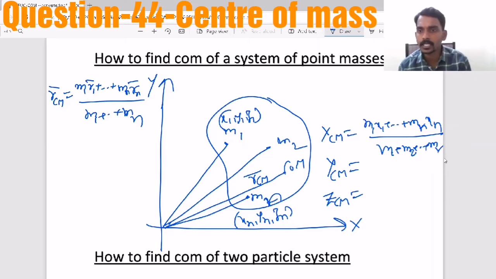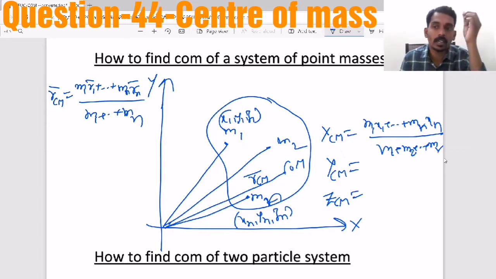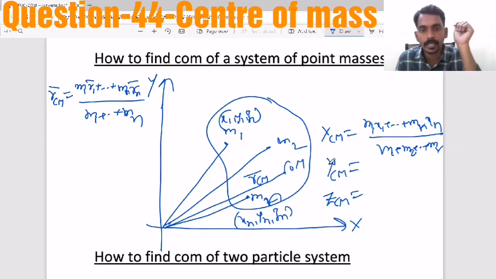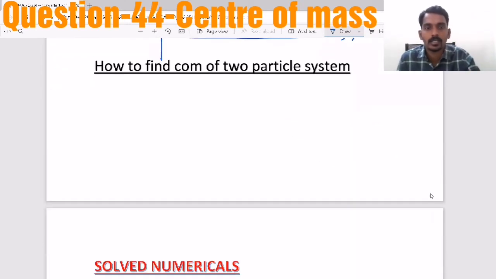But here, every time they may not give the coordinates. You may have to imagine the coordinate system on your own depending upon the question, and find the coordinates according to the given question. So they may give the coordinates, they may not. But after finding the coordinates, you can find the coordinates of center of mass.